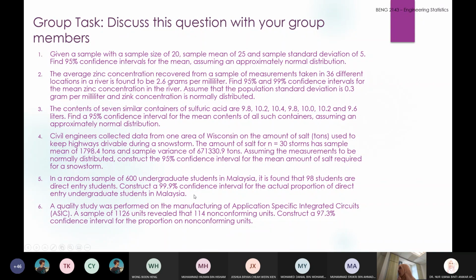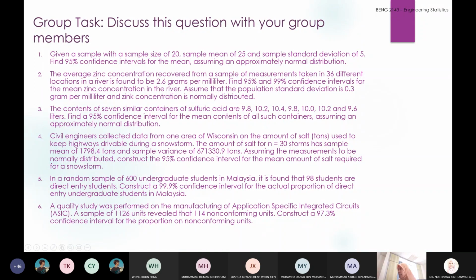This set of questions, maybe we just go on the surface first, to get to know whether the variance is actually known or unknown. Okay, we go for the first one. Given a sample with a sample size of 20, sample mean of 25, and also sample standard deviation of 5. Find the 95% confidence interval for the mean, assuming an approximately normal distribution.